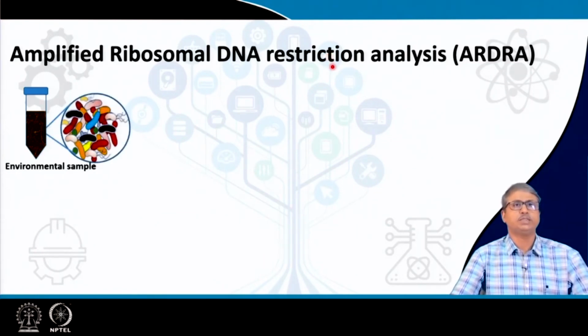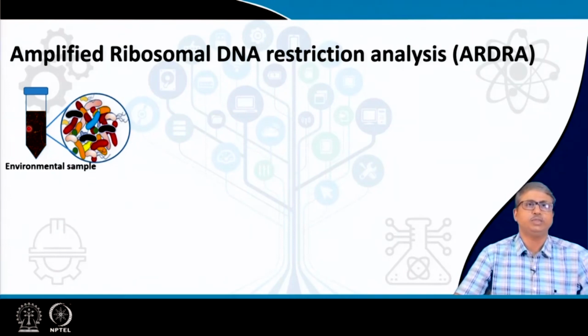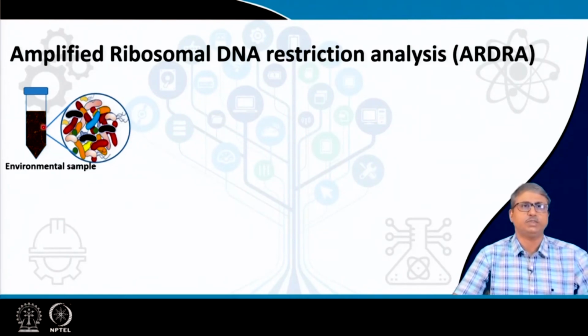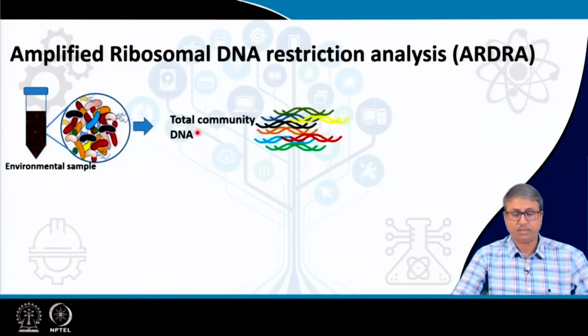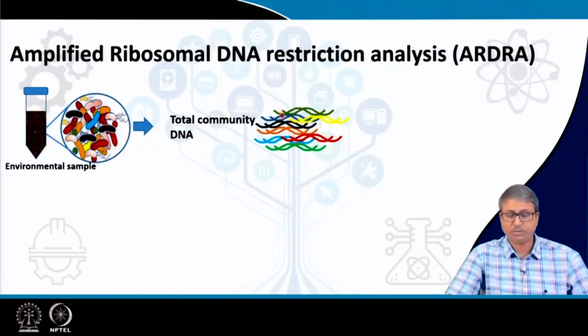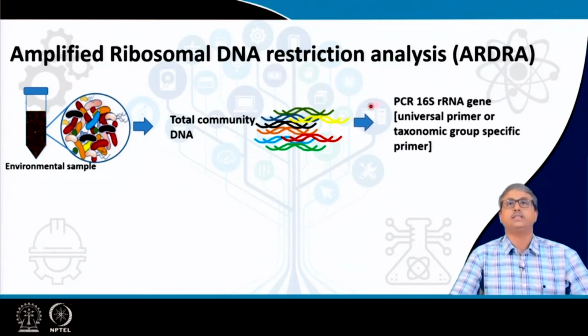So, the intrinsic assumption in this case is that the environmental sample consists of numerous microbes. Each few micrometer of the sample will have several thousand or several hundred organisms. So, when we take a sample, we take multiple subsamples, extract the total DNA, and that represents the total DNA. That means the DNA should be representative of all the organisms present here. And once we have this total DNA, it is subjected to PCR of the 16S ribosomal RNA gene, using the universal primer or taxonomic group specific primer.